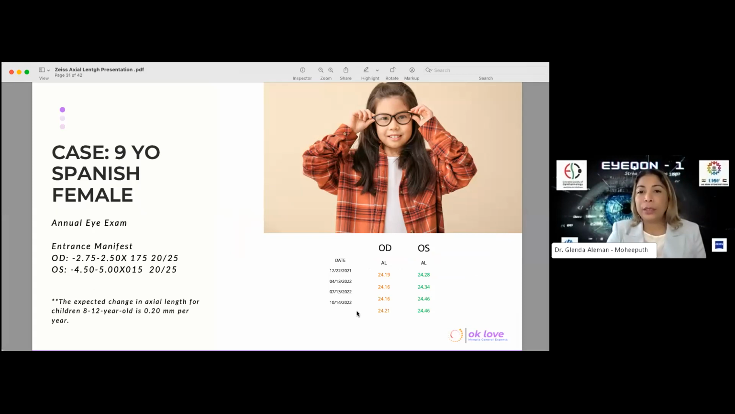And you can see here, her axial length had not changed much. Since 2021, we started at 24.19. And when she came in after 1 year, in October of 2022, her axial length had not progressed much. We also see the same thing for the left eye. So her change, even though it has changed, is within the range. The expected change in the axial length for an 8 to 12 year old is 0.2. So even though she did progress a little bit on the left eye, it's still within the normal range.